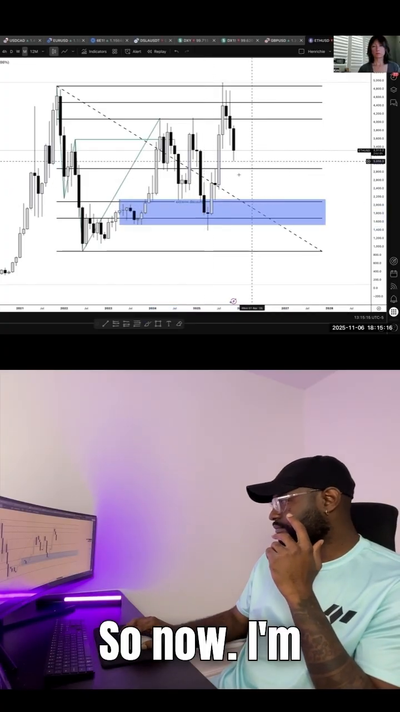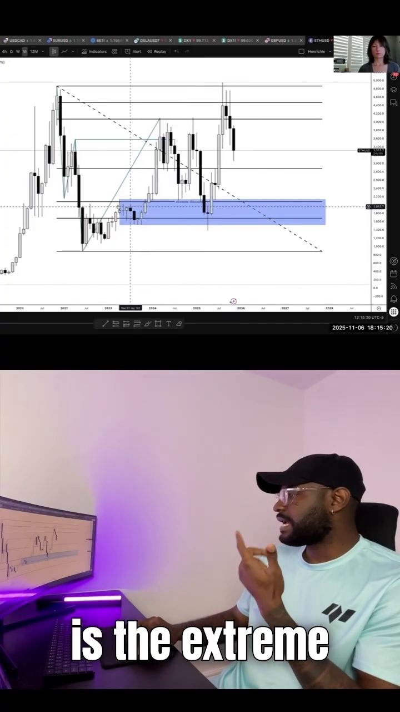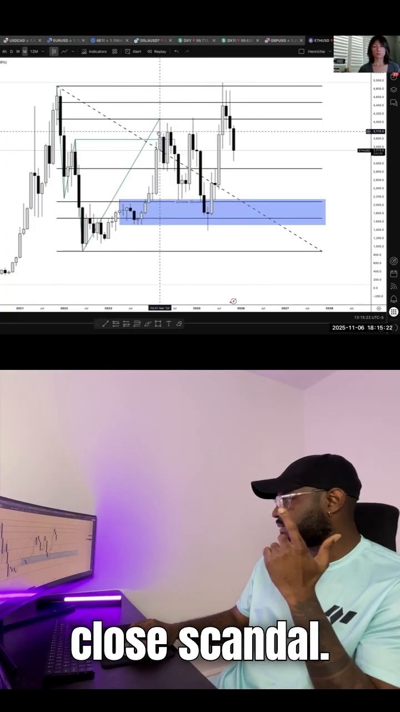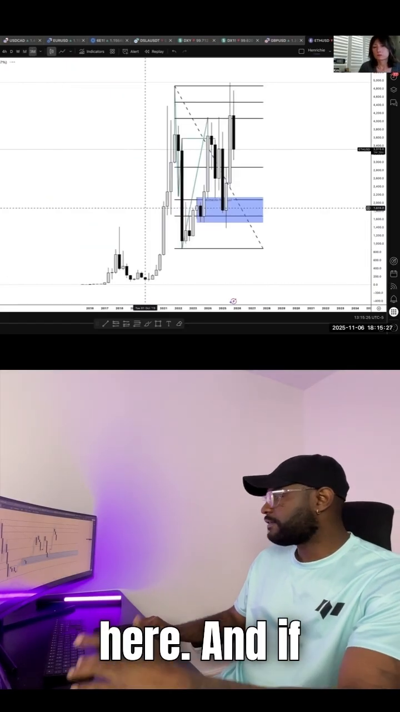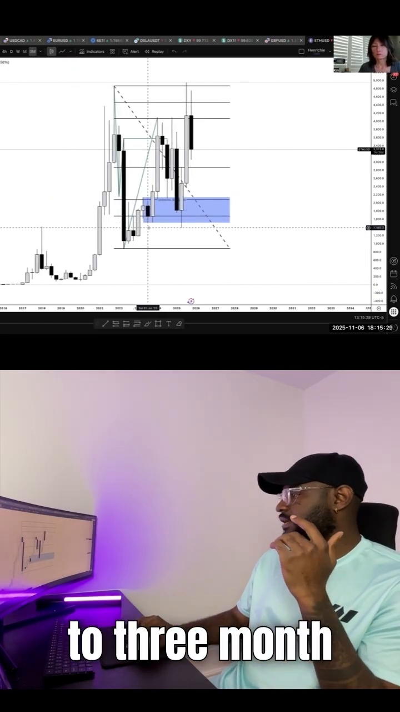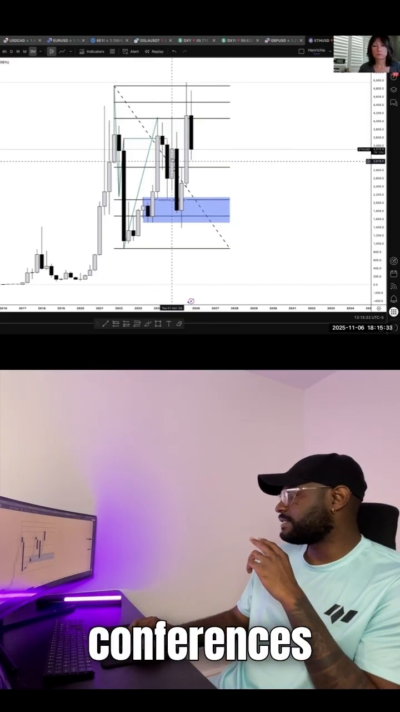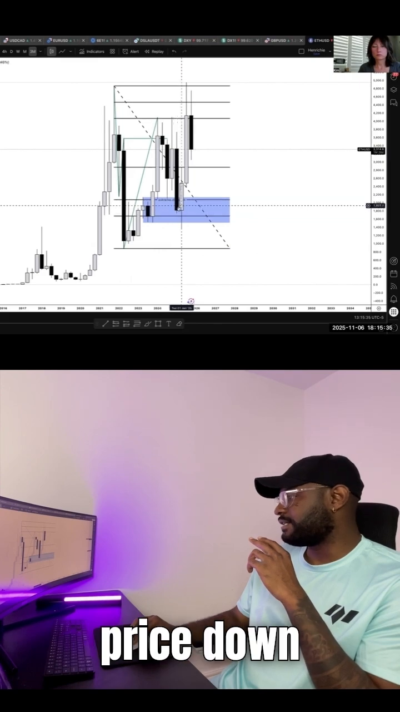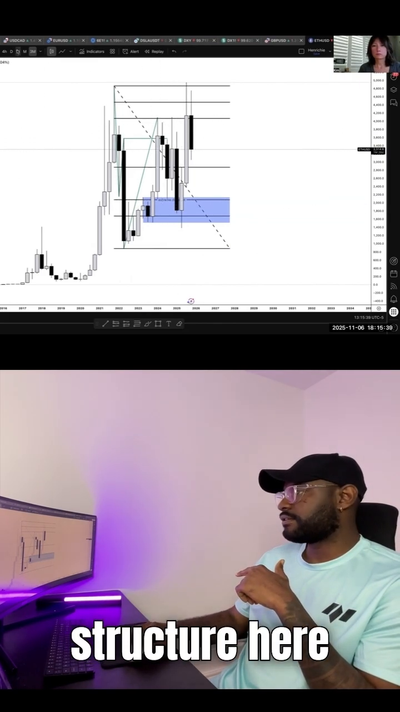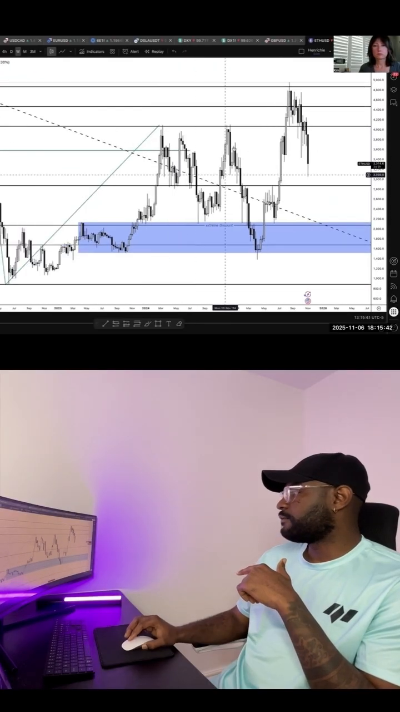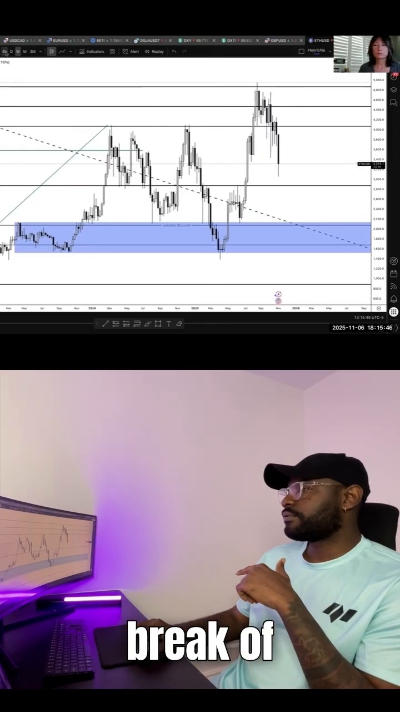So now I'm seeing that my point of interest, which is the extreme discount, has the last down close candle before an expansion that broke structure, also has inefficiencies here. And if we take this to the 3-month time frame, it's also had this inefficiency here. So I had multiple confluences that were going to bring price down into that position. And already there was a break of structure here on the lower time frame. There was a break of structure here. I saw a break of structure right here.